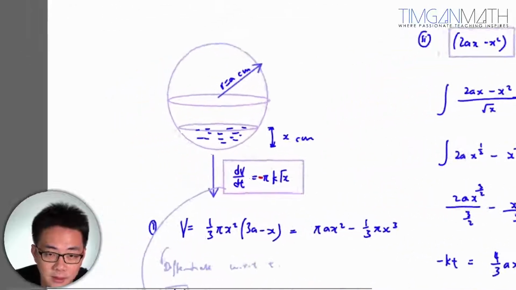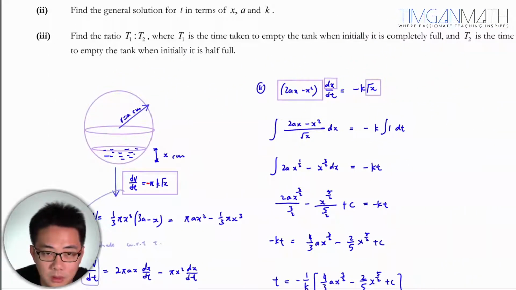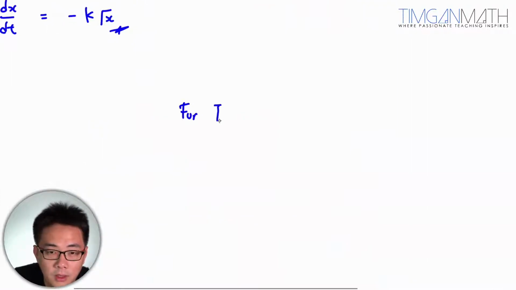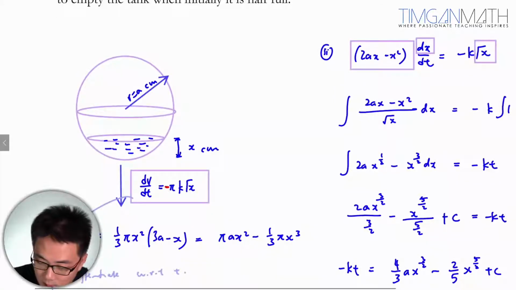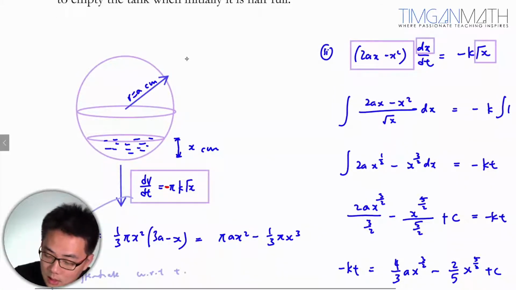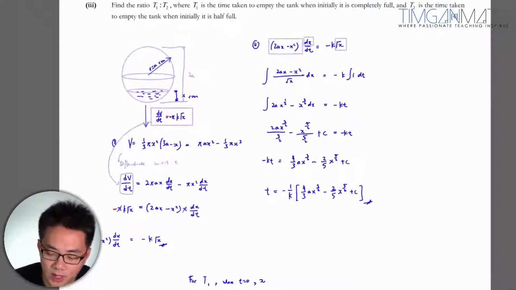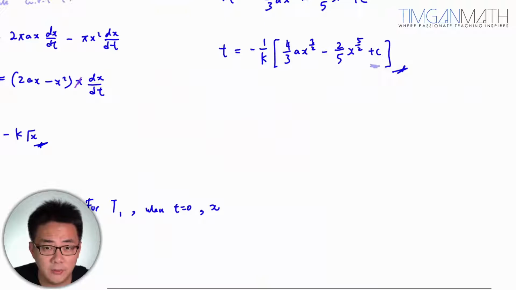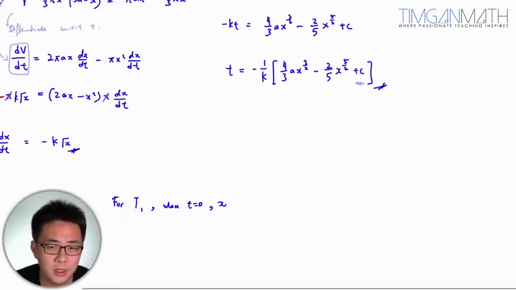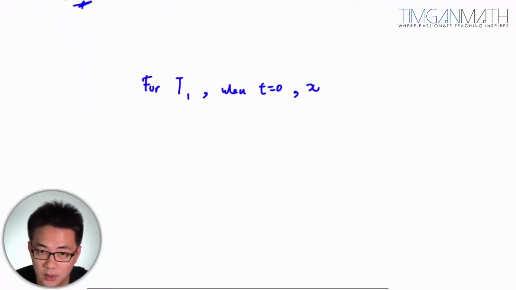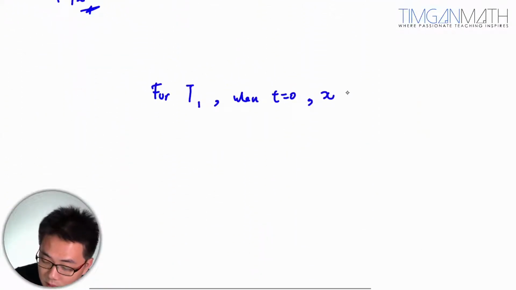So for T1, initially the tank is full. When T equals 0, we know that the height of the water will be the whole thing, which is 2a. The reason I'm doing this is because I'm not sure what my C is here. The K is the same for both cases. So X equals 2a, so write this as 2a.